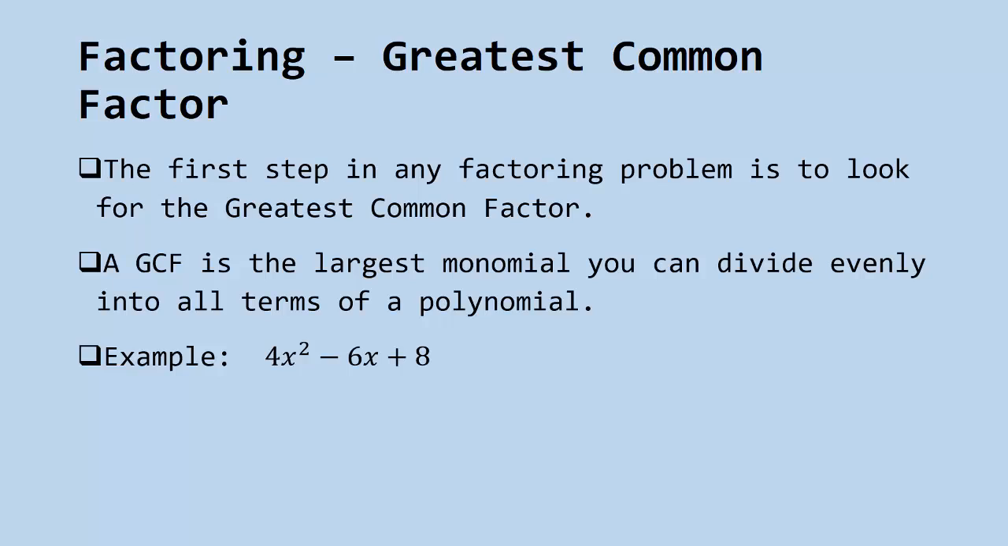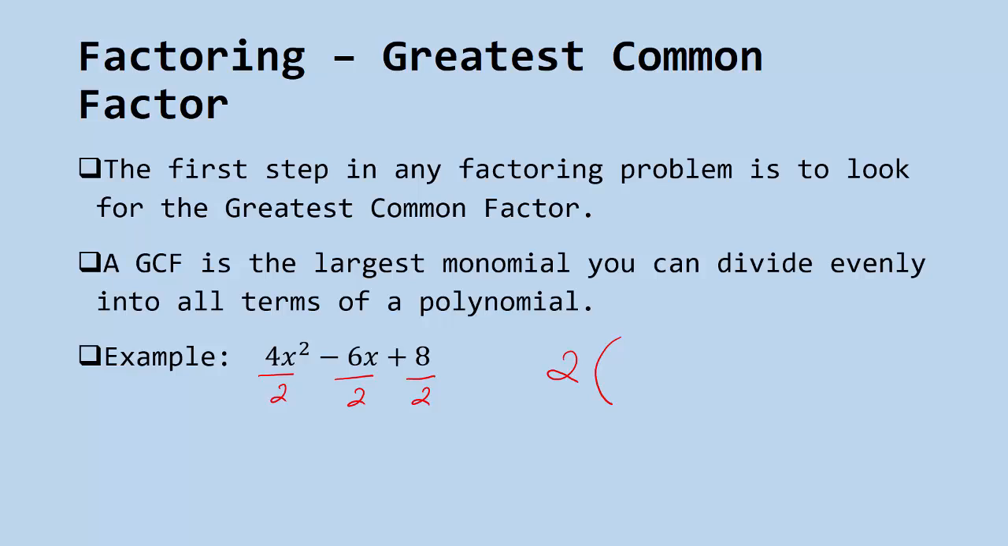Let's look at the first example, 4x squared minus 6x plus 8. Looking at the three terms, I see that there is no variable that I can find in all three terms. But I do notice that 4, 6, and 8 all have a common factor, and that is the number 2. So I'm going to divide each of these by the number 2. Now that greatest common factor I'm going to need to include in my answer, because when I'm done, I should be able to take my answer, multiply it together, and get back the original problem.